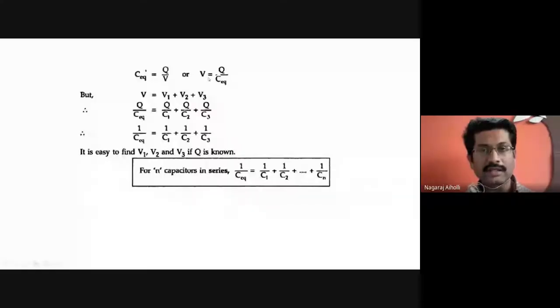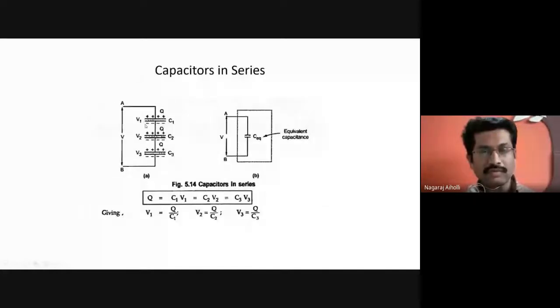the same as the charge deposited on the individual capacitances. So it is the total charge Q divided by total voltage V. So C equals Q by V, or V equals Q by C equivalent. But we know that V equals V1 plus V2 plus V3, correct? The total voltage V is the sum of the voltages in series.